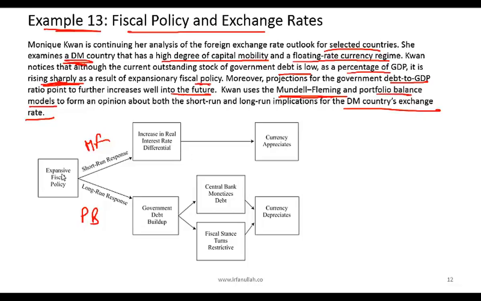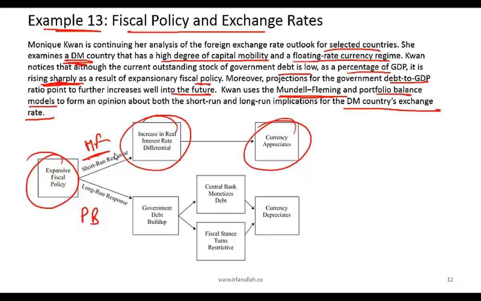So when you have an expansive fiscal policy, what does the Mundell-Fleming model do? And we saw this in earlier examples also. There is an increase in the real interest rate differential. In other words, when a country is pursuing an expansive fiscal policy, in the short run, there are investment opportunities, the real interest rates are high, so money flows in. When money flows in, the currency appreciates.